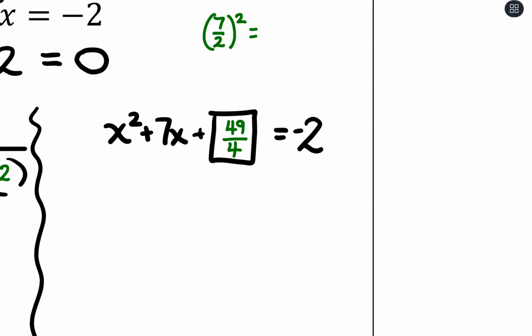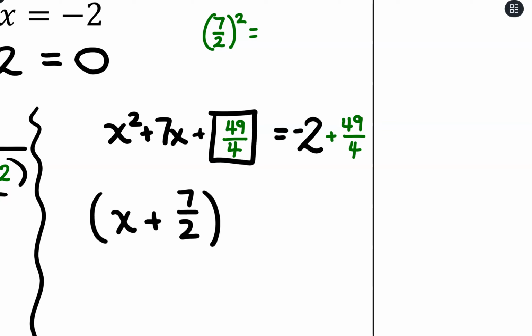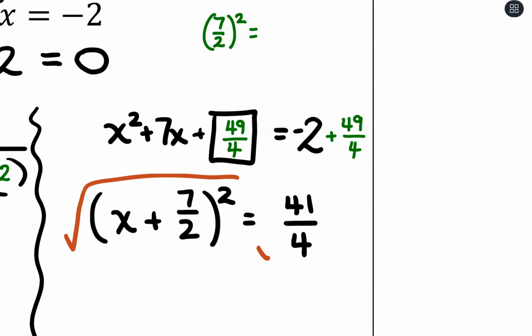This is a good review of some fraction skills. And if I add that, I need to add it to the other side as well. So this would be x plus 7 divided by 2 as a binomial squared, with how we set that up, equals, adding those fractions together, let's see, that would be a negative 8 over 4, so that's going to be a 41 over 4. Take the square root of both sides.